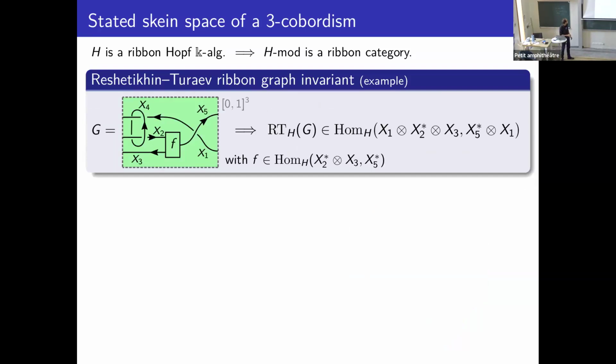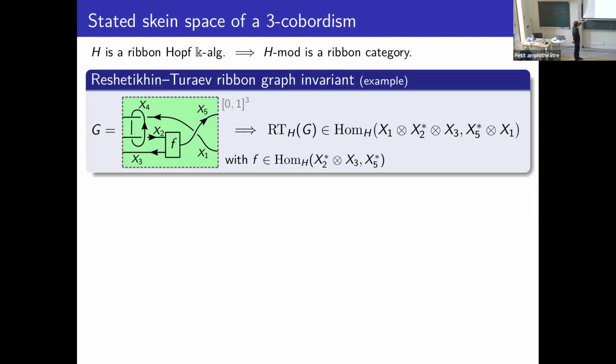To put relations, we will use the Reshetikhin-Turaev functor. Recall that H is a ribbon algebra, which means that H mod, the representation category, is a ribbon category. For such categories, you have a Reshetikhin-Turaev functor, which takes a ribbon graph and gives a linear map, actually an H linear map, between certain vector spaces. So here, if you consider this example, the resulting map will depend on what happens on the left side and right side, depending on the orientation of the strands.